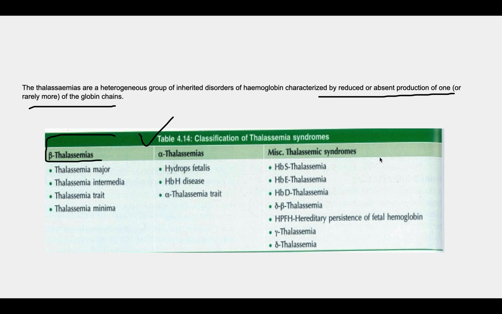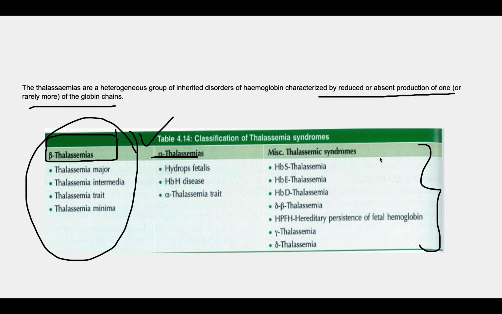So in beta thalassemia, as the name suggests, the beta chain will be absent or will be reduced. Then there will be alpha thalassemia. Then there are various other thalassemia syndromes. In this video we will discuss beta thalassemia and particularly beta thalassemia major.